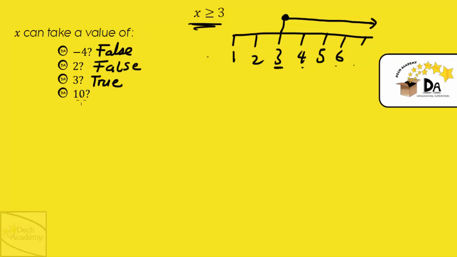X can take a value of 10. Is 10 greater than or equal to 3? Yes, 10 is going to be somewhere here. 10 is in fact greater than 3. So, x can take a value of 10.